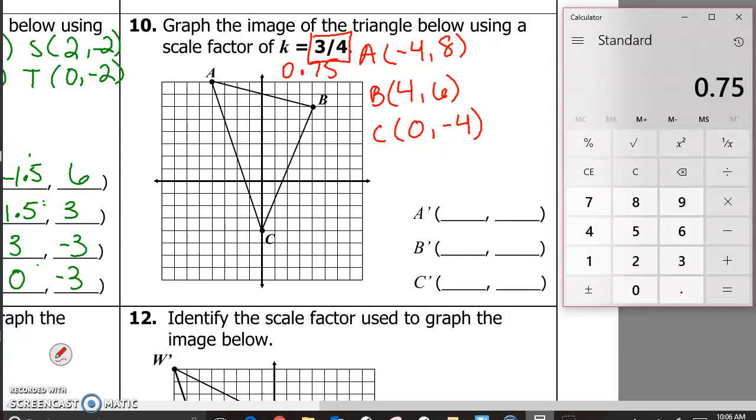So for your new image, you should get point A is -3, 6, point B is 3 and 4.5, and C is still at 0, but now at -3. It's going to be 3/4 the size. Okay, so go ahead and plot that new image now of the triangle.